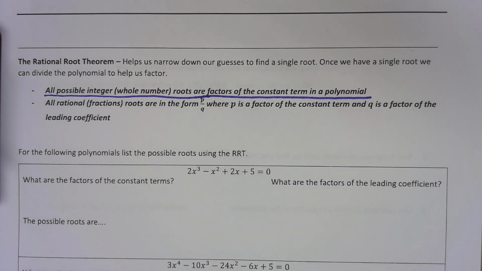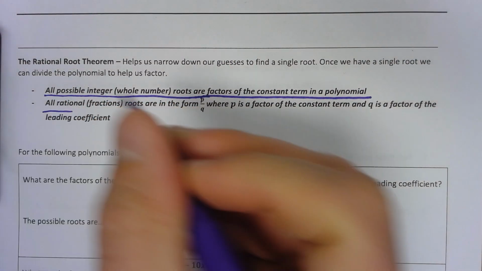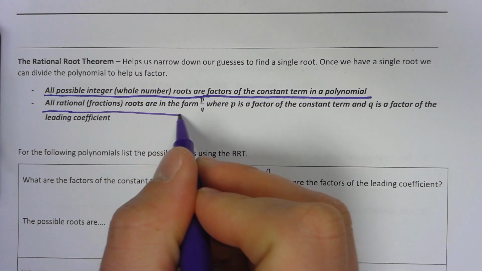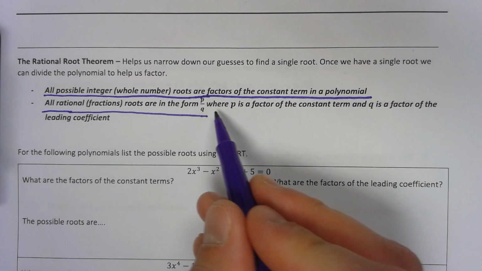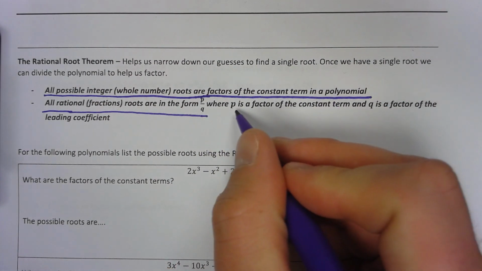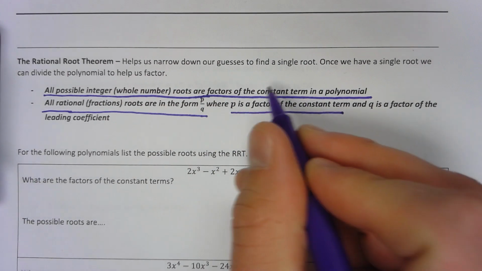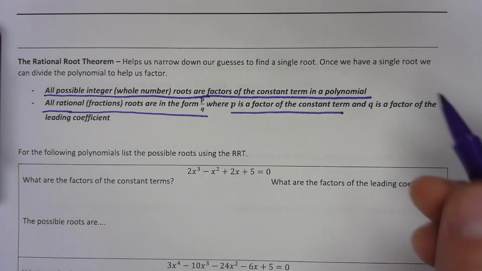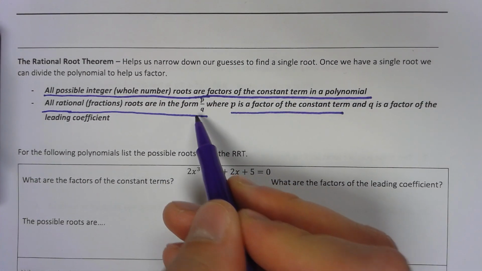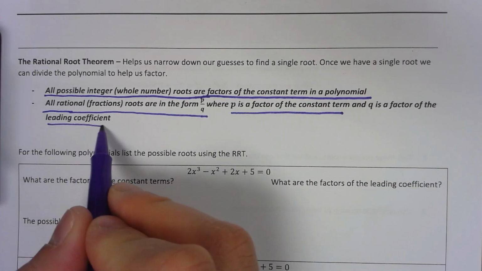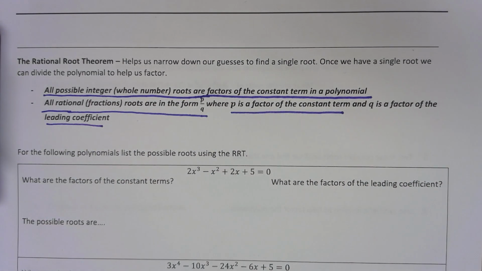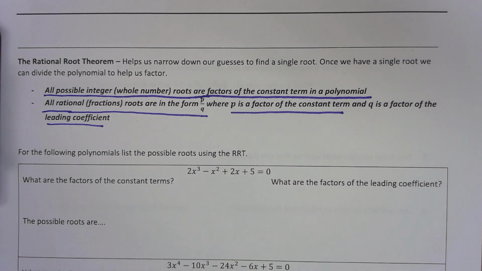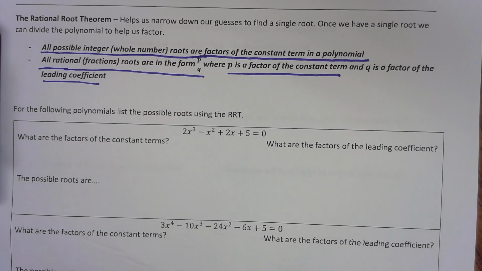Then we're going to get some other guesses that are going to be fractions. And these fractions are in the form of p divided by q, where p, the numerator, are factors of the constant term, so the same numbers that we identified earlier. And then q, which is the denominator, are factors of the leading coefficient. So for both of these types of guesses, we want to list out the factors of the leading coefficient and also the constant term. And so let's do that right now.